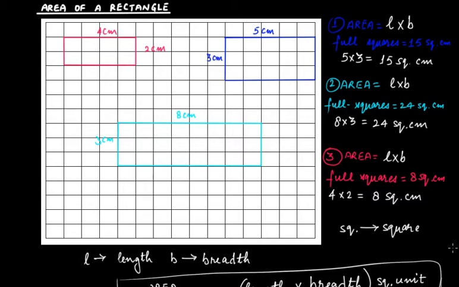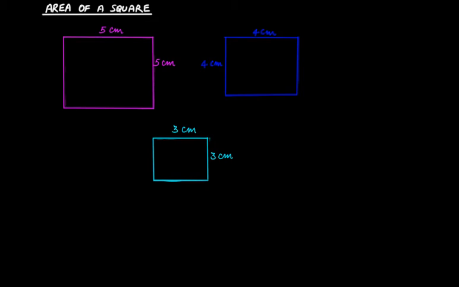We are done with the area of a rectangle, and as discussed, it's time to talk about area of a square. So now we are going to discuss what's the way to calculate area of a square. Is there any formula that we can derive?